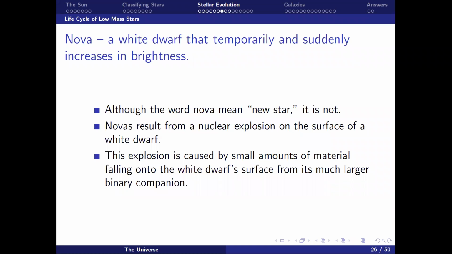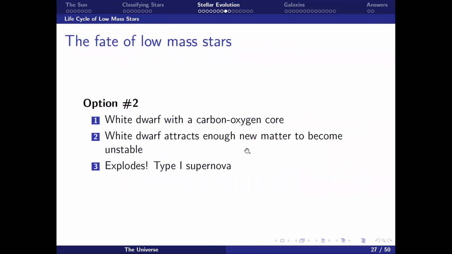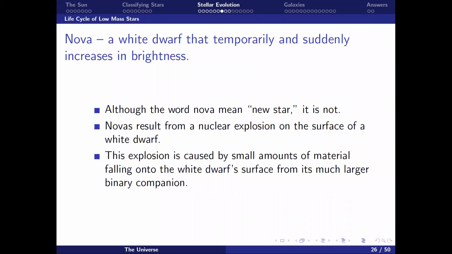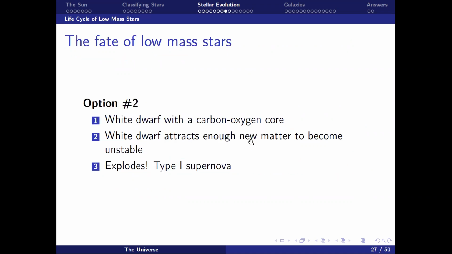Now, sometimes what can happen is the white dwarf can start gravitationally attracting more material, particularly if it's part of a binary star system. It can start sucking off parts of its companion star. When that happens, that can start the fusion process over again and cause the star to explode.